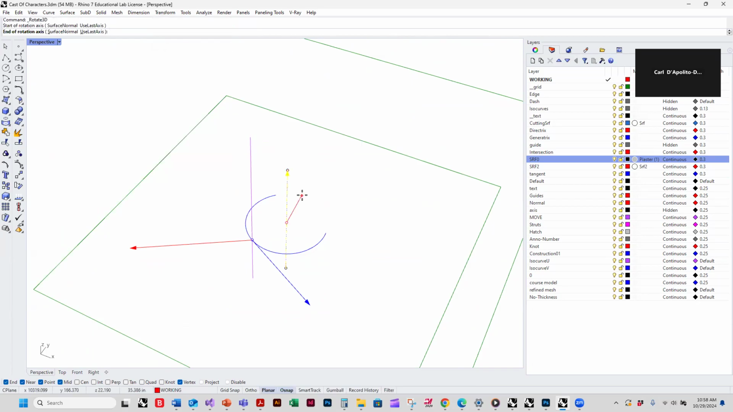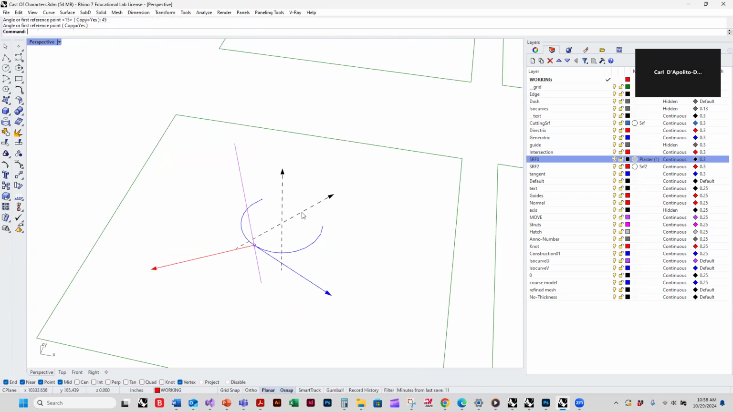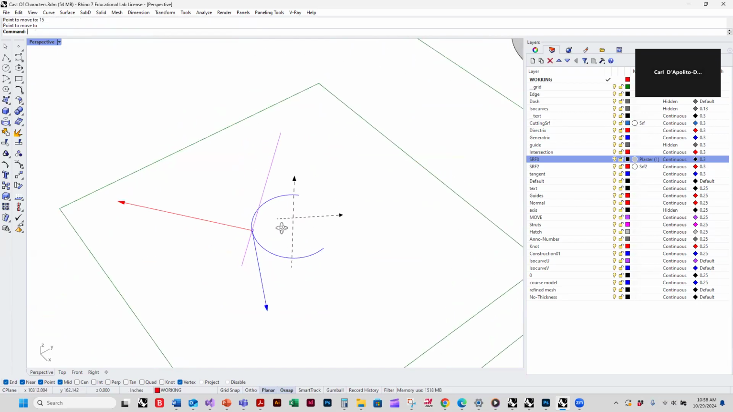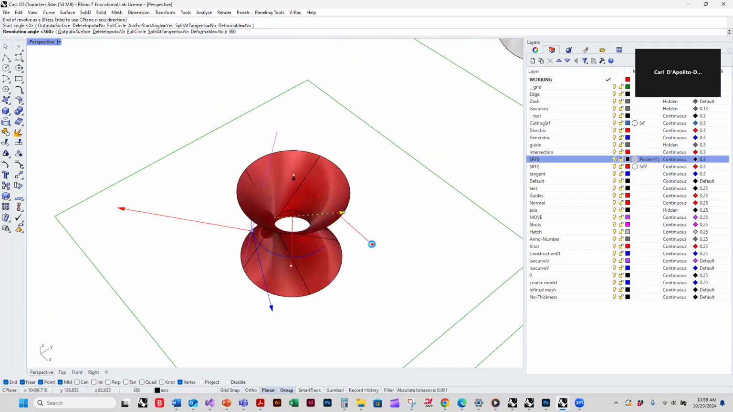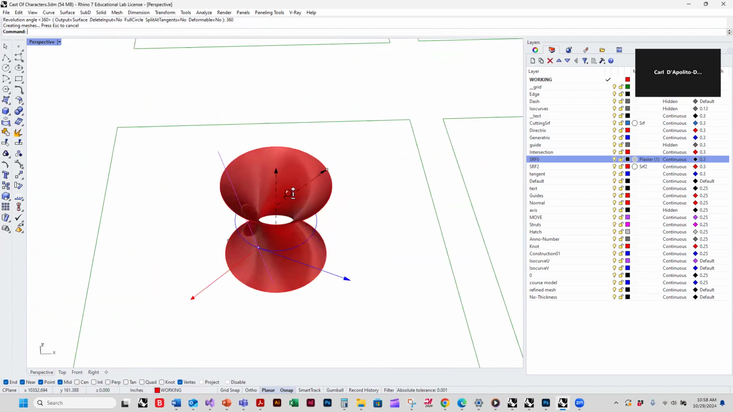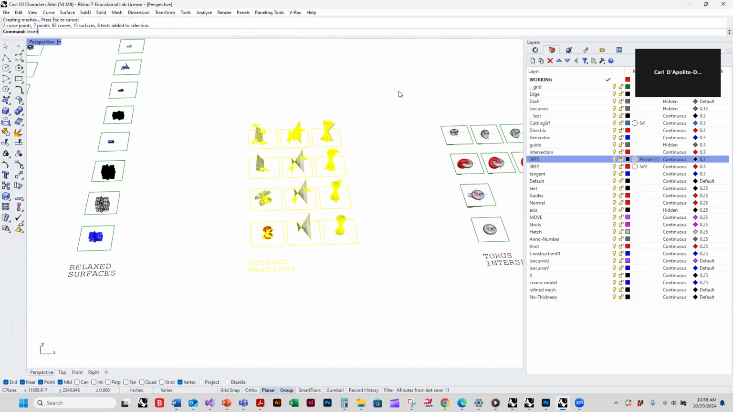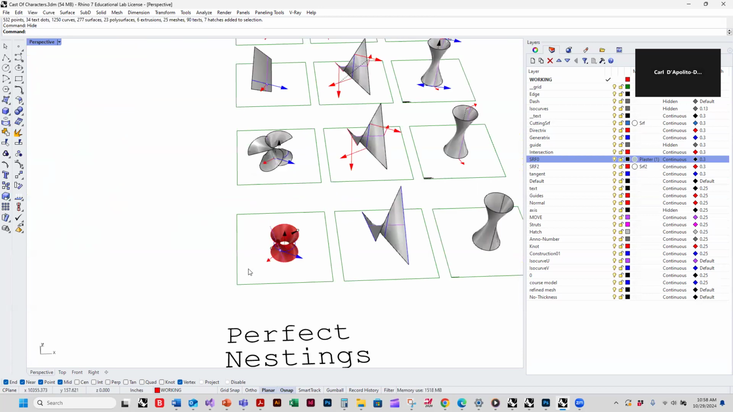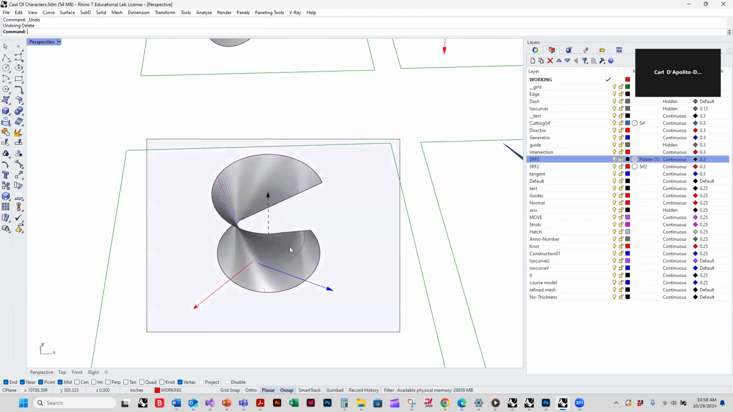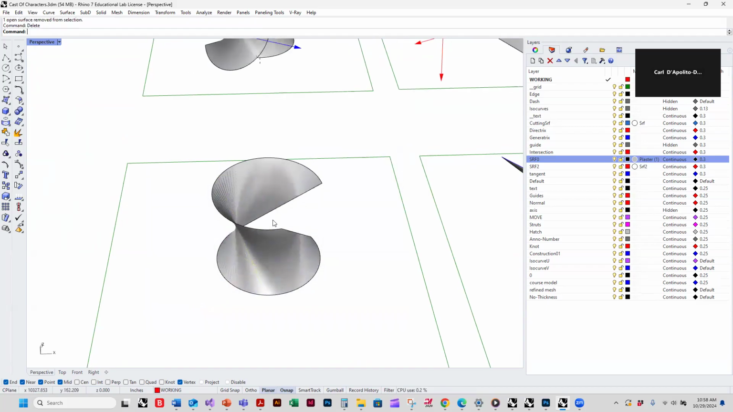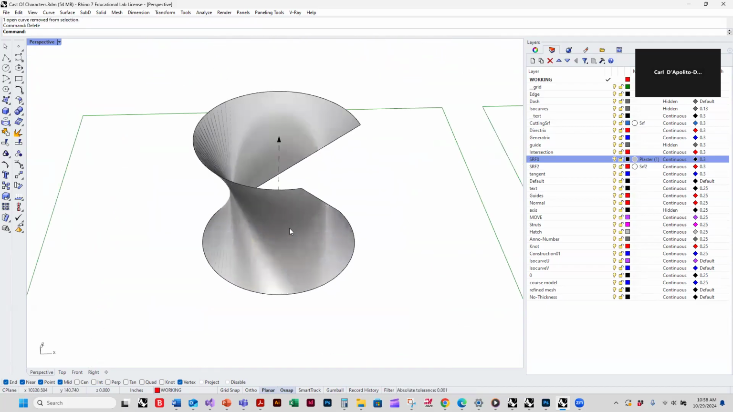If I rotate this 45 and then I move it off by a certain distance, and then I revolve this. Okay, that's how that works. So now these surfaces have normals and tangents as well.